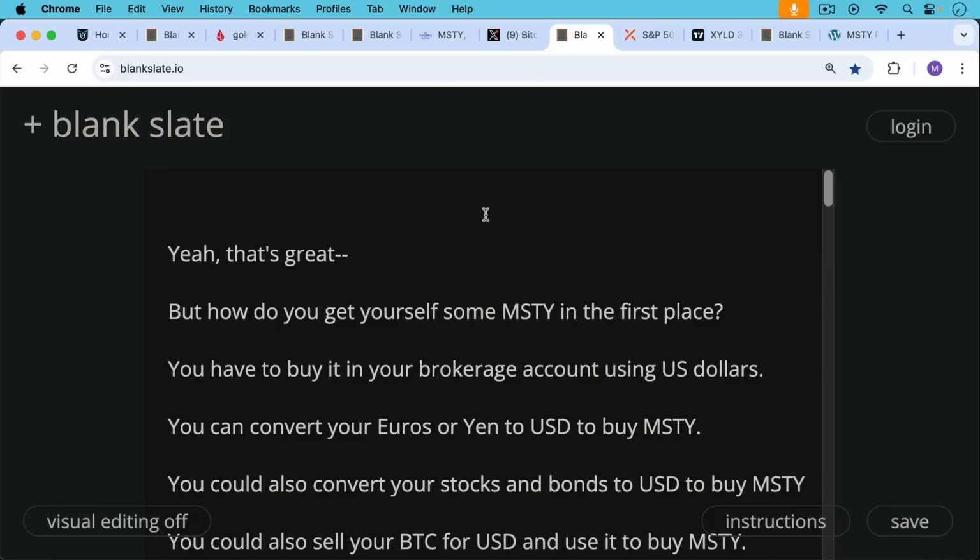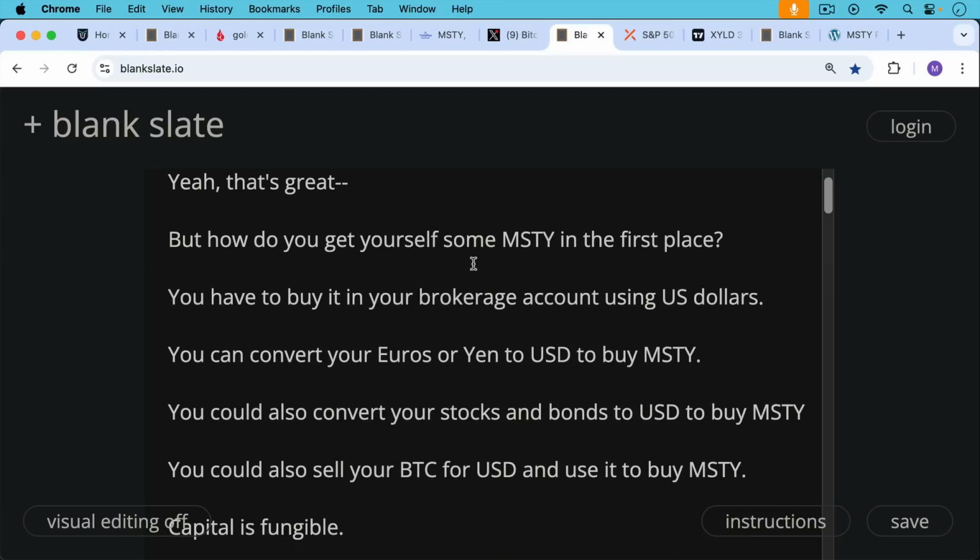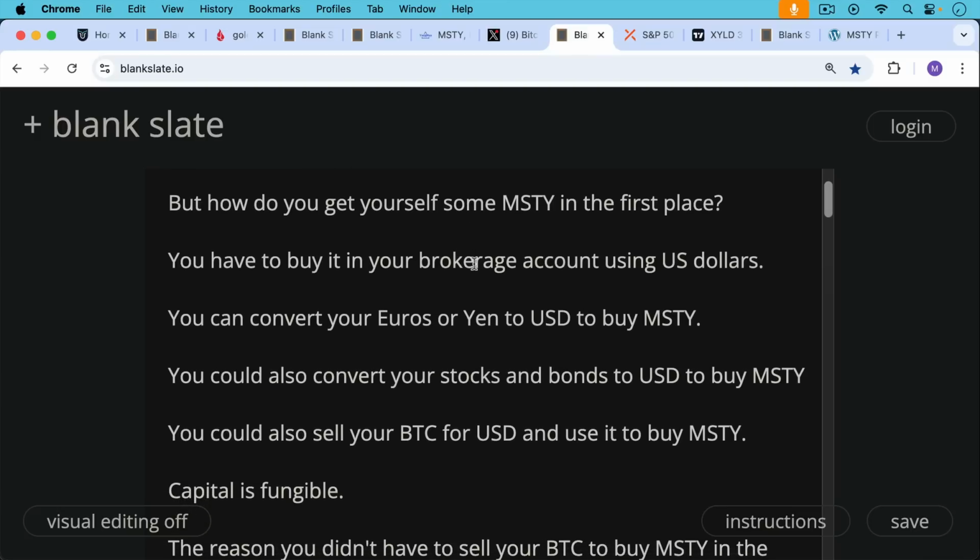Yeah, that's great, but how do you get yourself some MSTY in the first place? You have to buy it in your brokerage account using US dollars, or you can convert your euros or yen or Canadian dollars or pounds to US dollars and then use that to buy MSTY. You could also convert your stocks and bonds to US dollars and use the proceeds to buy MSTY. You could also sell your Bitcoin for US dollars and use those US dollars to buy MSTY.